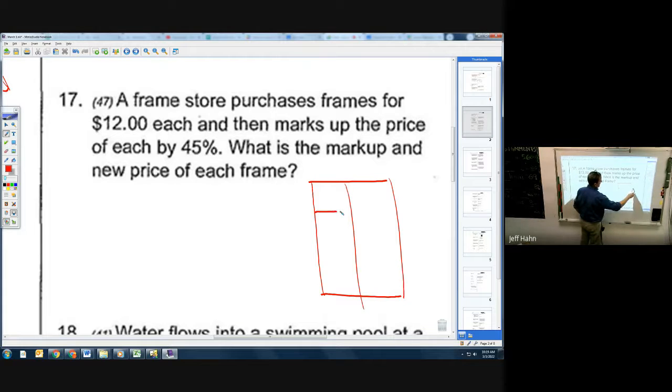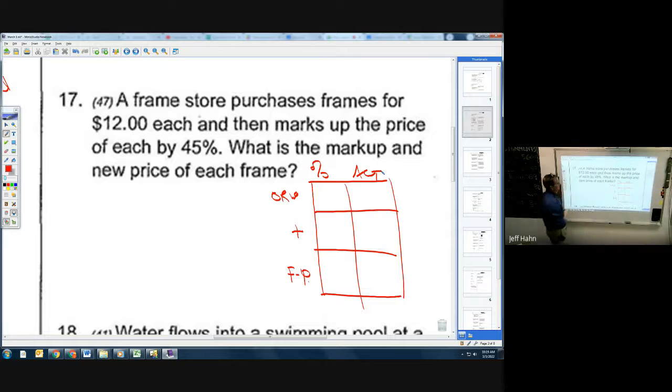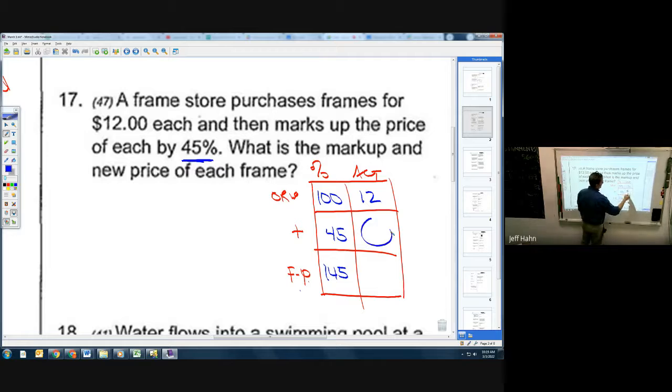This is a markup percent. So it's the original price on top plus the markup equals the final price. This is the percent. This is the actual number. Did you set it up like that? No. If it's a markup, you need to do it like this. You could have your own way of doing it, but don't ask me how to figure it out. My original percent is always 100. I marked it up 45%. So when I add those together, I am paying 145% of what it would be. The store gets the things for $12, what is the markup? They want you to figure out both of these.